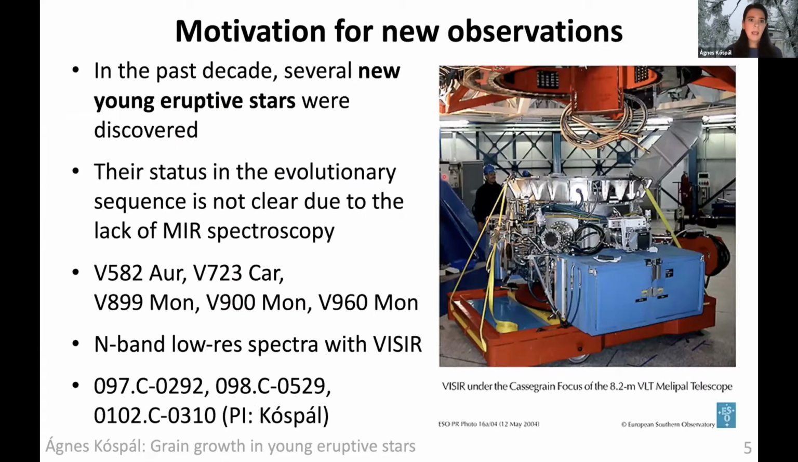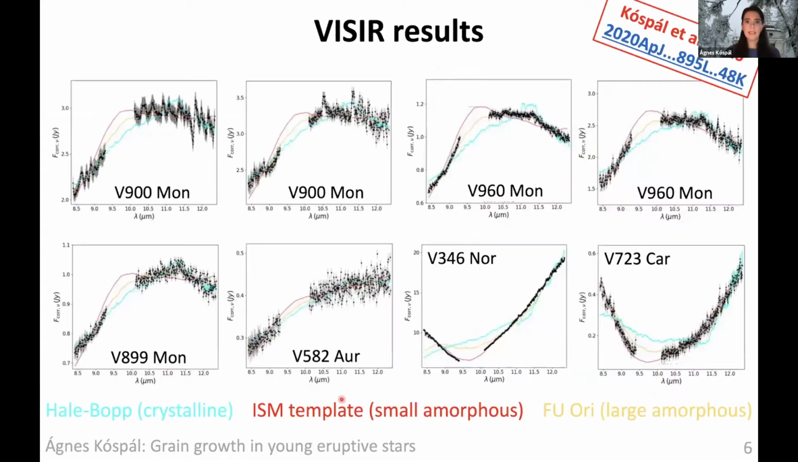In the past decade, several new young eruptive stars were discovered, but their status in this evolutionary sequence that I just showed you is not always quite clear. So we targeted 5 newly discovered young eruptive stars, young FUors, and we took 10-micron low-resolution spectra for them with the VISIR instrument on the VLT over a few observing semesters. Here you can see an overview of our results.